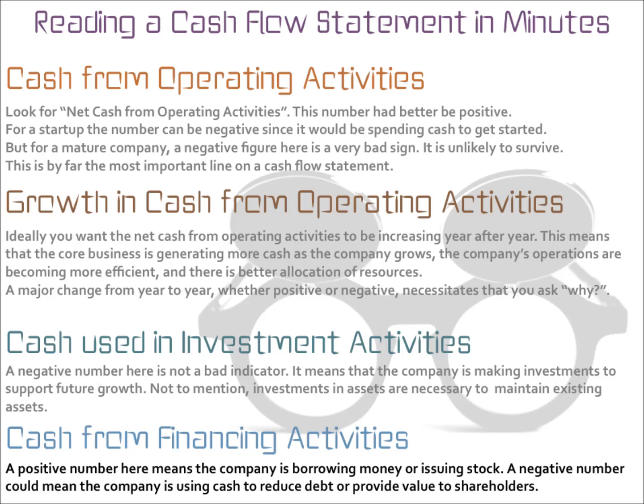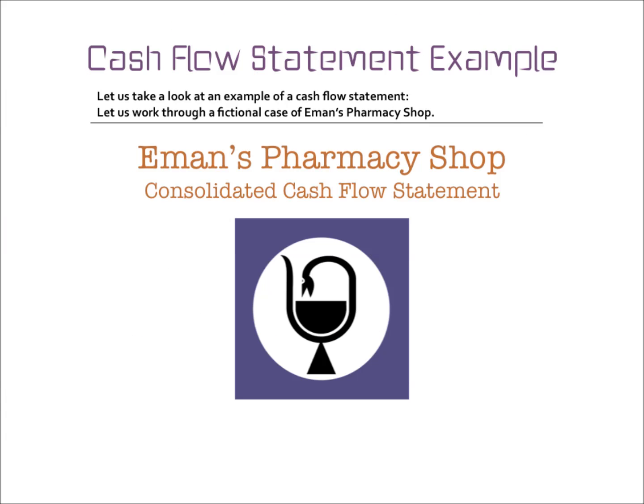Cash from financing activities. A positive number here means the company is borrowing money or issuing stock. A negative number could mean the company is using cash to reduce its debt or provide value to shareholders. Let us take a look at an example of a cash flow statement for Eman's pharmacy shop.